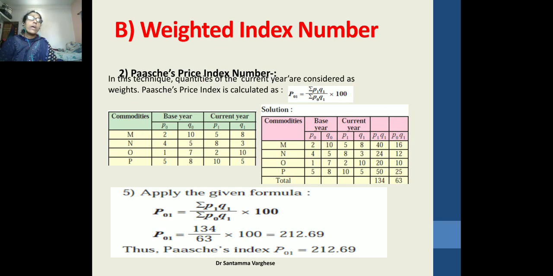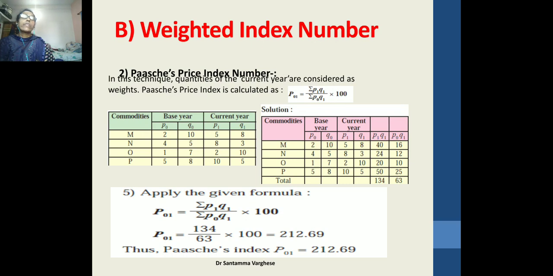When we apply the formula, that is summation of P1 Q1 upon summation of P0 Q1 into 100. हमको P1 Q1 का समेशन कितना मिला? आप शेड्यूल में देखो 134. P0 Q1 का समेशन कितना मिला? 63. तो फॉर्मूला जब अप्लाई करते थे, P1 Q1 अप्लाई किया, then P0 Q1 apply किया into 100 किया तो 212.69 we got. Thus, Paasche's price index P01 is equal to 212.69. तो आपको ये ध्यान में रखना है.